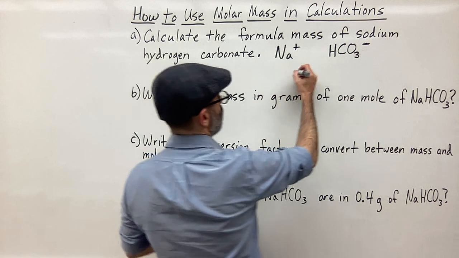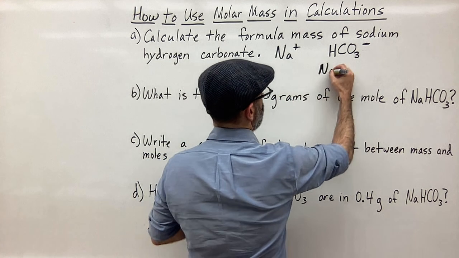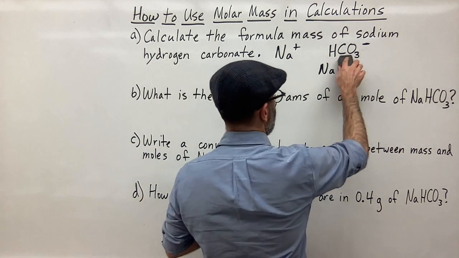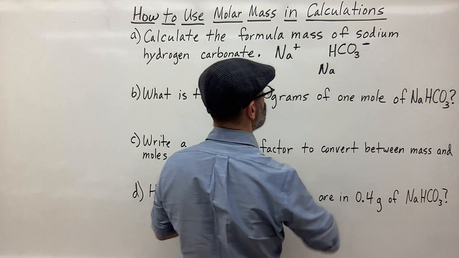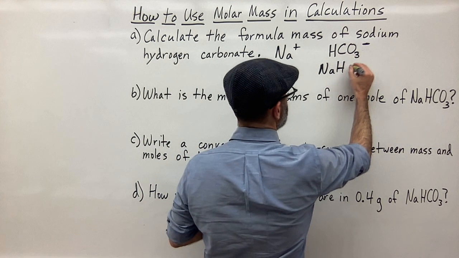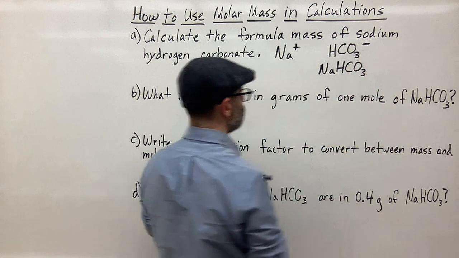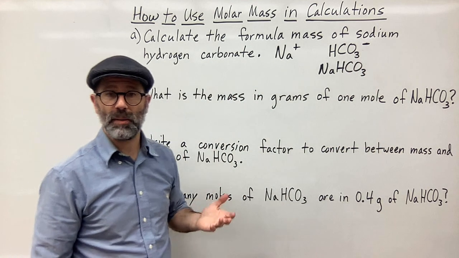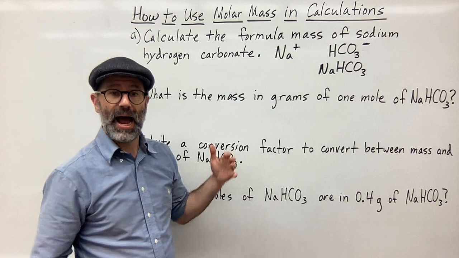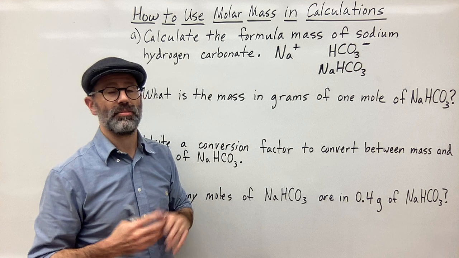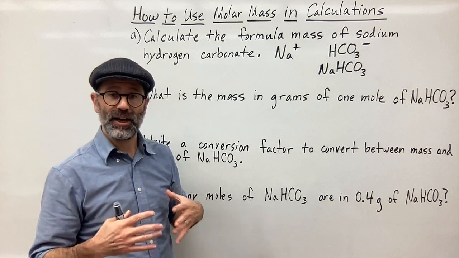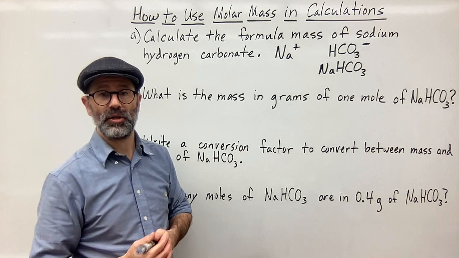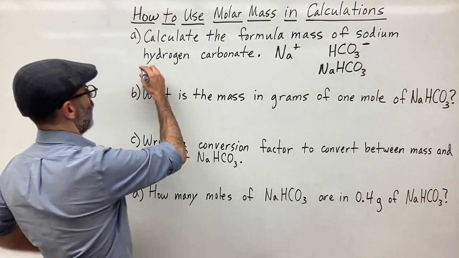So the formula is going to be NaHCO3. Now we can figure out what the formula mass is by adding up all of the ions, I'm sorry, not all of the ions, all of the atoms in the formula, and that'll give us the formula mass. So we're going to add that up together.